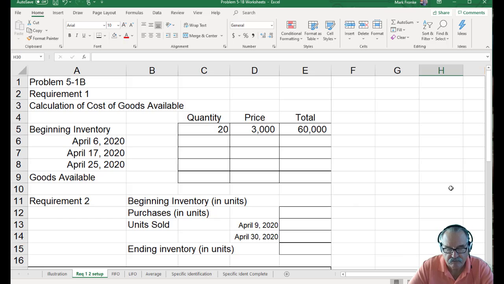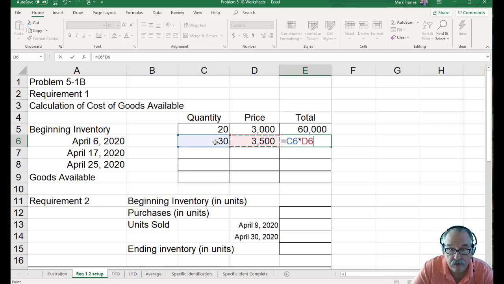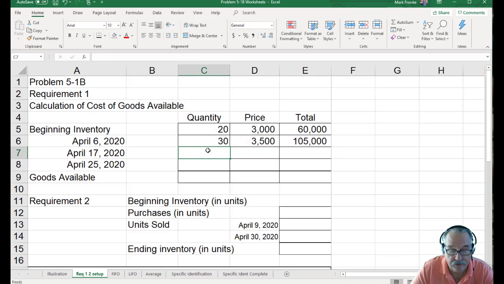We'll get to that. But anyway, if you take the facts in the book, what's happened is we started with 20 items, a quantity of 20 that we paid $3,000 each for, which is $60,000. That's our beginning inventory. At the beginning of the month, this is what we had in stock. On April the 6th, we bought 30, and we paid $3,500 for those. So that cost is $105,000.